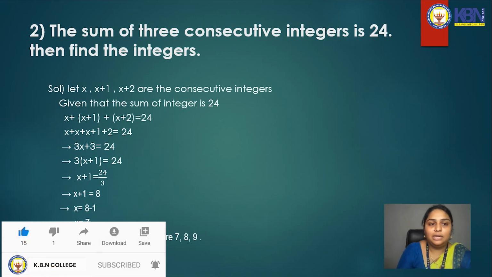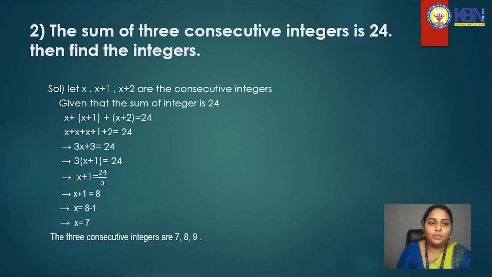Here it is given that the sum of three consecutive integers is 24, that is x plus x plus 1 plus x plus 2 is equal to 24. Now we do the general addition, then we get 3x plus 3 equal to 24. Taking 3 common, we get 3 into x plus 1 equal to 24, that is x plus 1 is equal to 24 by 3. 3 eights are 24, then we get x plus 1 equal to 8. Then x is equal to 8 minus 1, which results in x equal to 7.